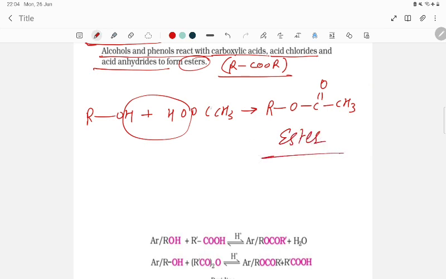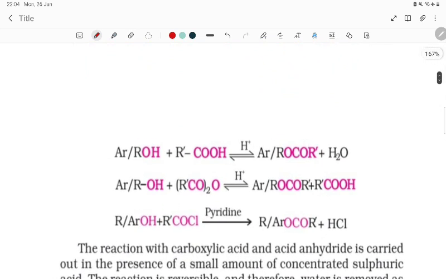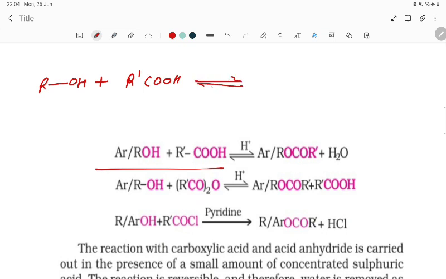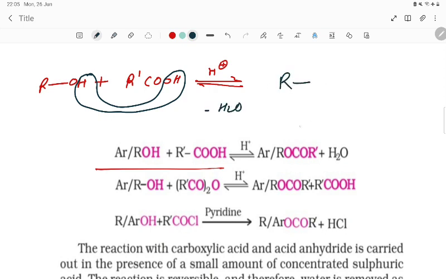This is the carboxylic acid, I wrote it the opposite way, RCOOH. So the ester is going to form. In the same way, see this reaction: ROH and R dash COOH. This is a reversible, slow reaction. Here I take H and here I take OH, so minus H2O, and then R, O COR dash. This compound is called an ester.